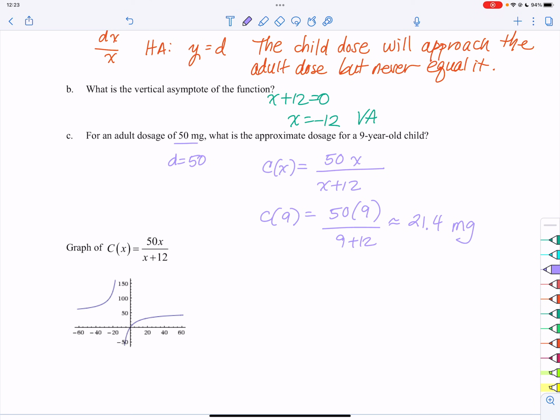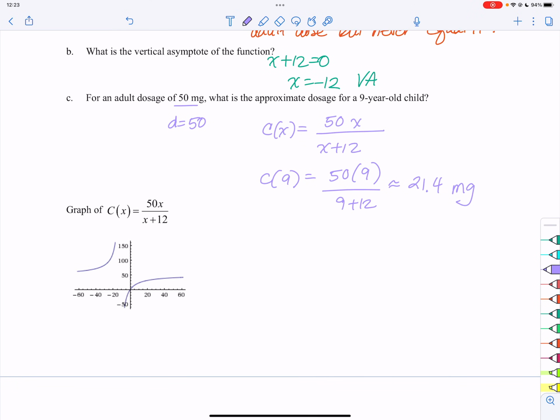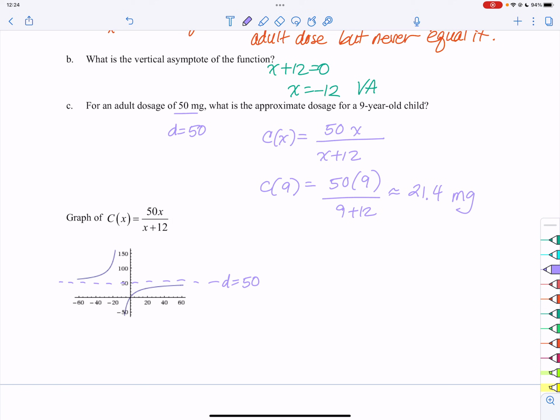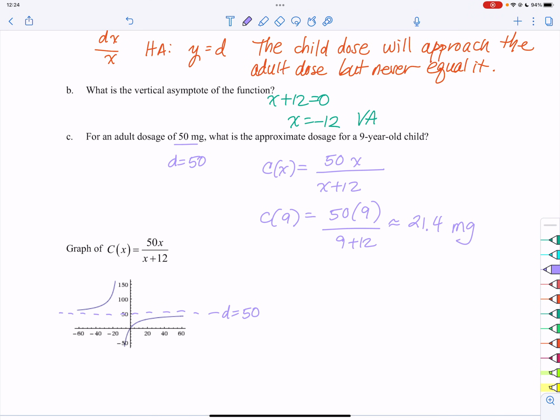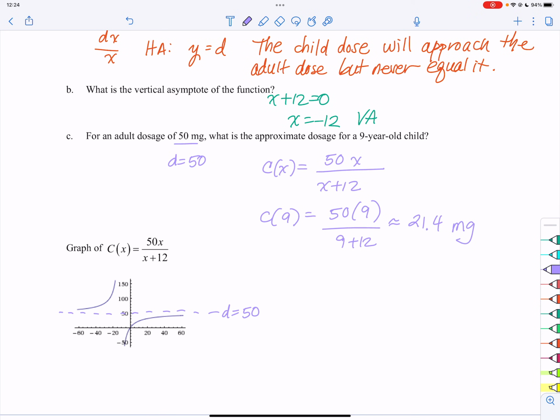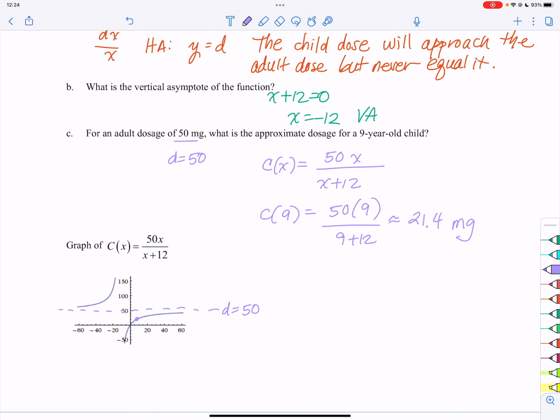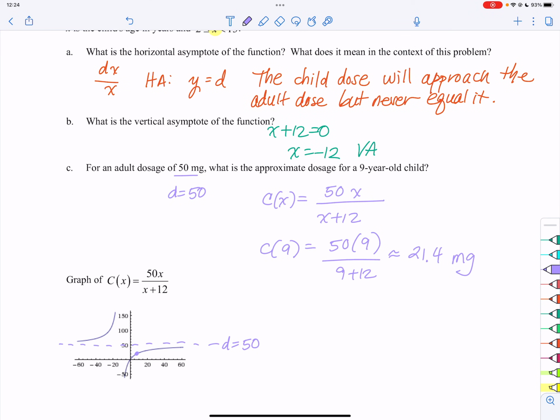And this is actually what the graph looks like. And as you can see, we have D equal to 50, and you can see that the y value when x is 9 is going to be about 21.4. So you can see what this function looks like on the graph. And that concludes this section.